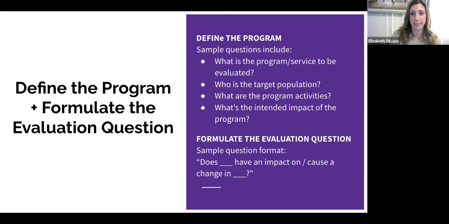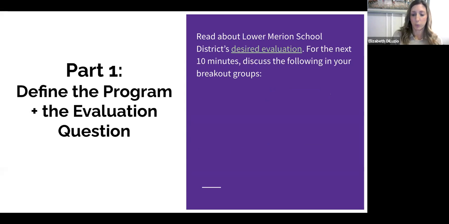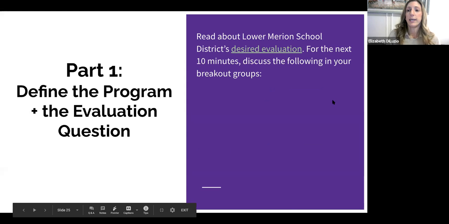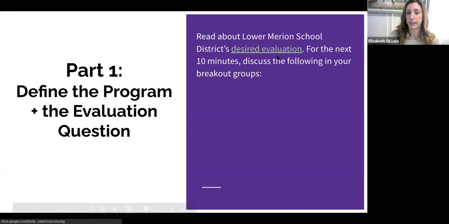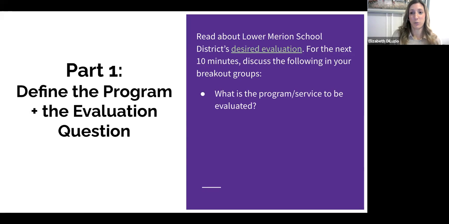To apply this, what I want you to do is click on this link. About a year ago, a school district outside of Philadelphia, Lower Merion, wanted to evaluate their special education program. The link will take you to a document that's a request for proposals. I'll break you into your breakout rooms for about 10 minutes, hopefully enough time, and I want you to discuss those questions in your breakout room. So scan the document, it's relatively short.